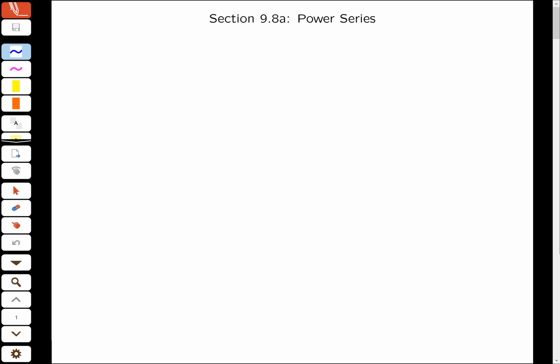Section 9.8 is talking about a power series. We've been studying power series. We've talked about the Taylor series and Maclaurin series. These are both versions of power series. So we've been studying them already. That's not a problem. It's just that they're finally getting around to calling them a power series.